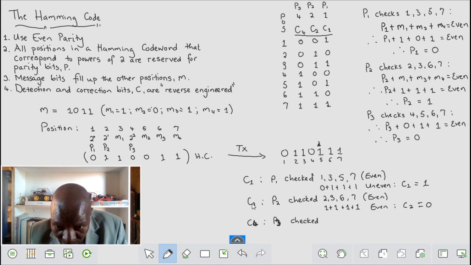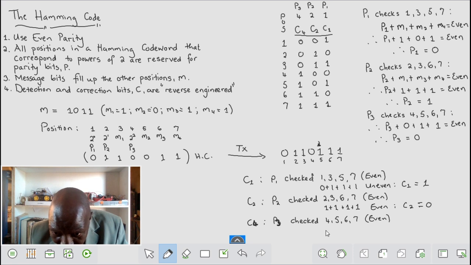It's checking and correction. So checking, it checked. P3 checked everything with a 4. That's a 4, 4 and 1 is 5, 4 and 2 is 6, and 4, 2 and 1 is 7. And it says it should be even. Checked if this was even.